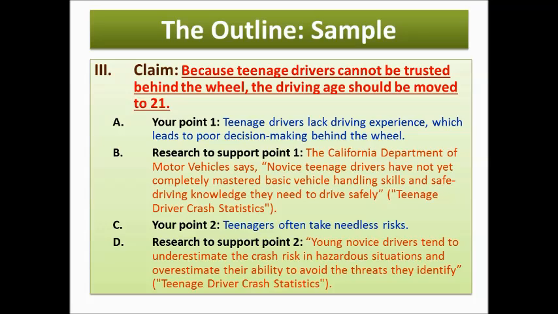Then you'll notice item B is research to support this point. So now we have research that says the California Department of Motor Vehicles says novice teenage drivers have not yet completely mastered basic vehicle handling skills and safe driving knowledge they need to drive safely. Again, you'll notice that we include an in-text citation to attribute this information to its rightful owner. We do the same thing for C and D. We offer another point that proves our claim right, and then research to support that point.